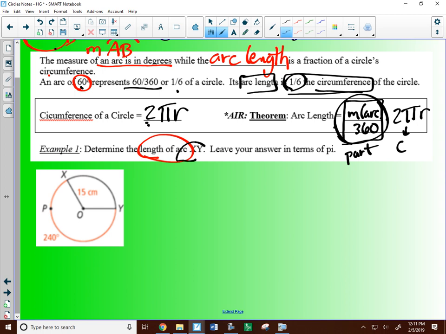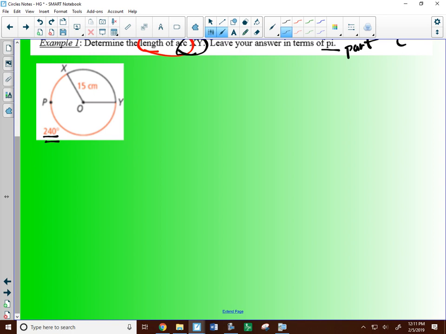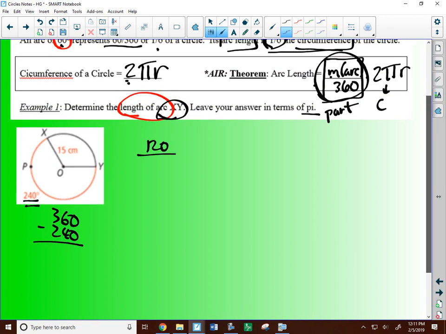So we're doing the length of arc XY, and we're going to leave our answer in terms of pi. Here's XY. It's a minor arc. First of all, I need the measure of the arc for XY. I'm given that this red arc is 240. The whole circle is 360, so I can subtract the 240 and we'll get 120. So we get 120 for the measure of the arc.